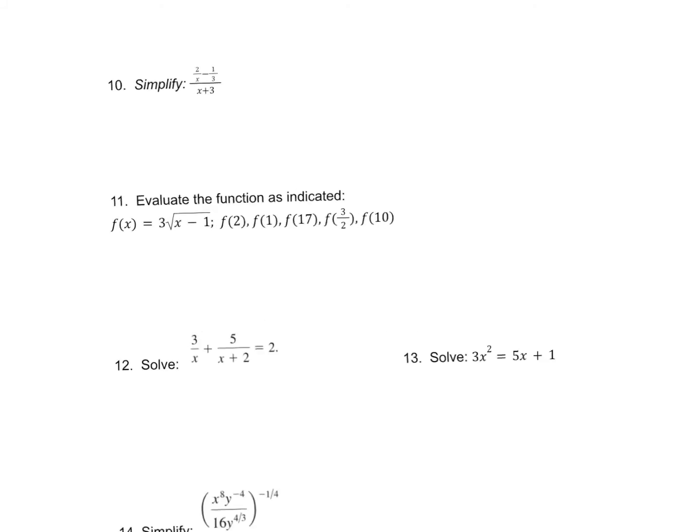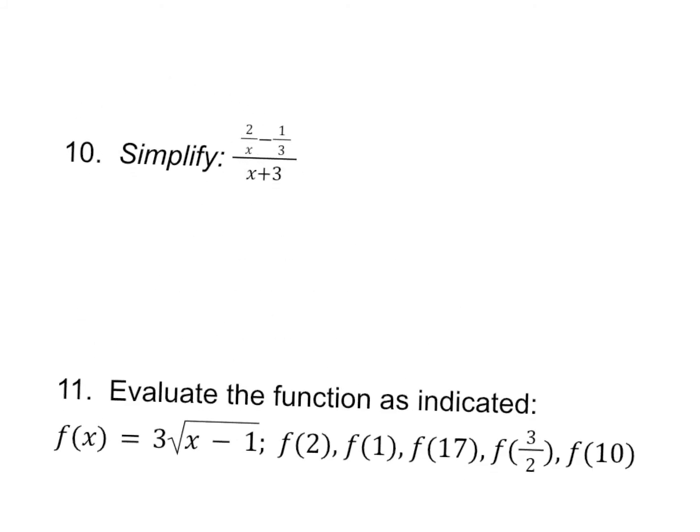All right, number 10. Number 10, simplify. I keep going back to this, a fraction and a fraction. What you're going to have to do is multiply the whole numerator and denominator by the LCD, which is 3x. So if I do the numerator, I'm going to do this term first. If I do that, the x's cancel. That leaves 2 times 3, which is 6. If I do this term, the 3's cancel. It leaves -1 times x, which is -x.